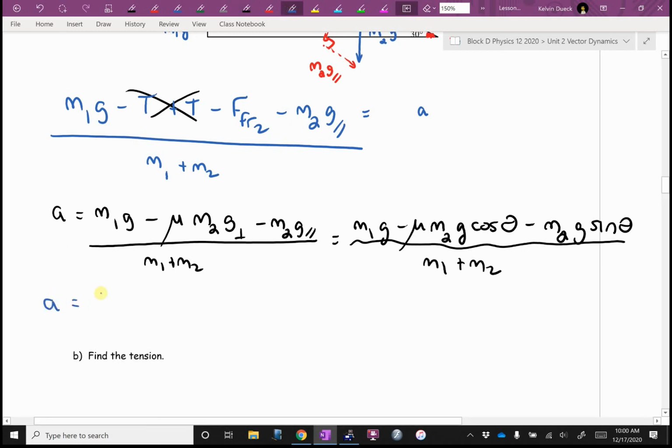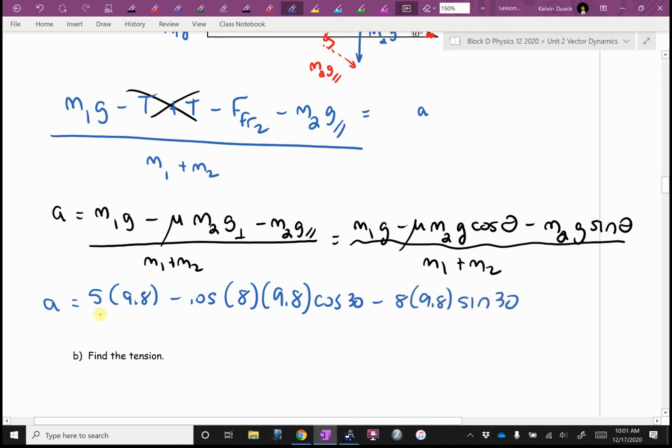I've scrolled down. How big was M1? Was it 5? Times 9.8 minus 0.05 times 8. I'm going from memory. Let me know if I'm wrong. Cos. Was theta 30? Yep. Minus, okay, double check. Mu M2G cos, M2G sine, all over 5 plus 8. Whew.